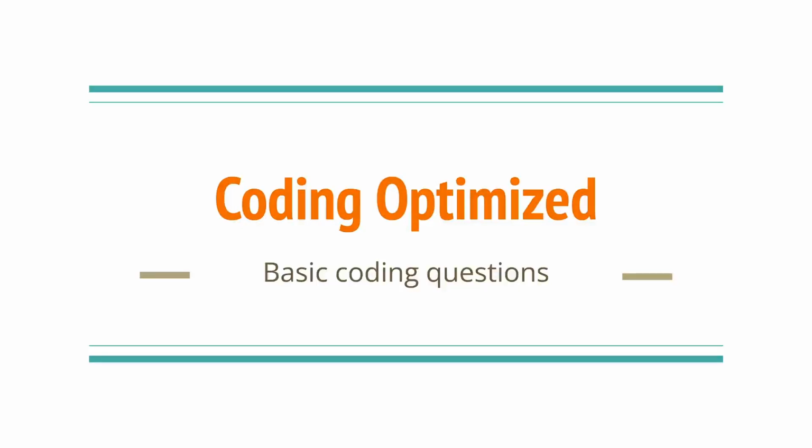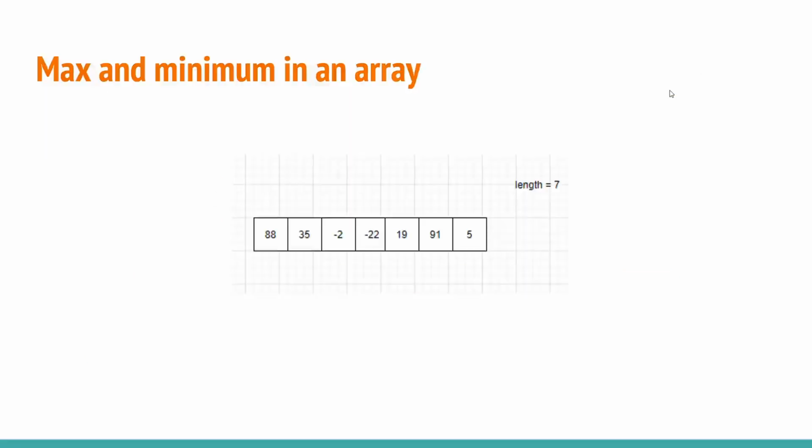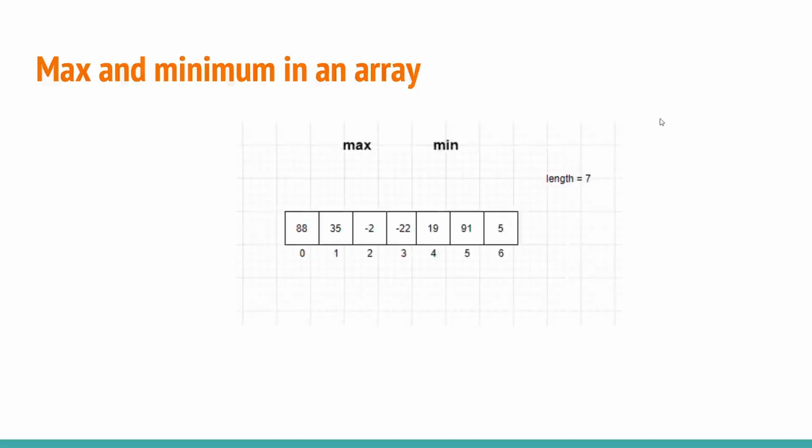In this video, we are going to discuss basic coding questions which are often put up in the initial rounds of any coding interview. In this video, we will be discussing how to figure out the maximum and minimum number in an array. We'll start by taking an array of length 7 and we will take two variables named maximum and minimum to figure out the max and min number.